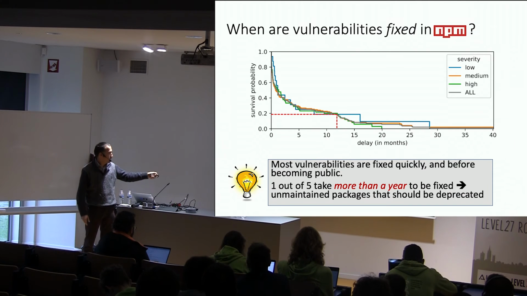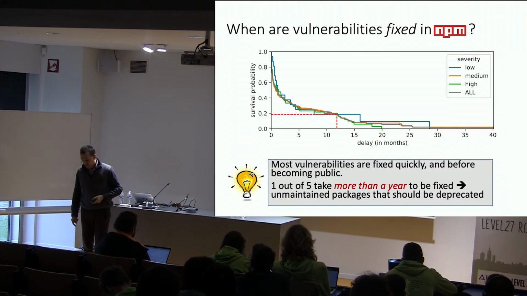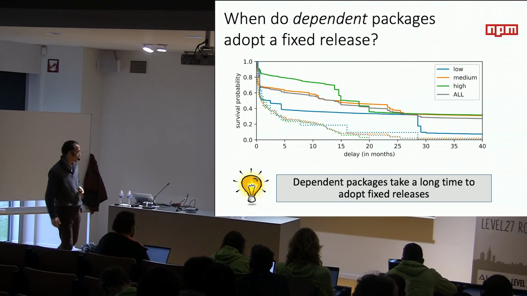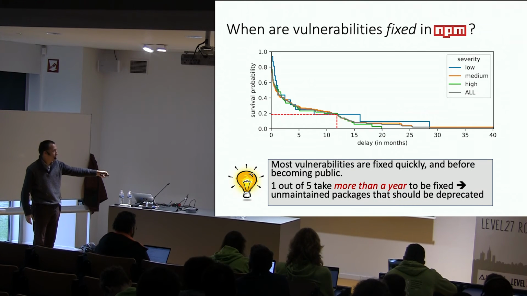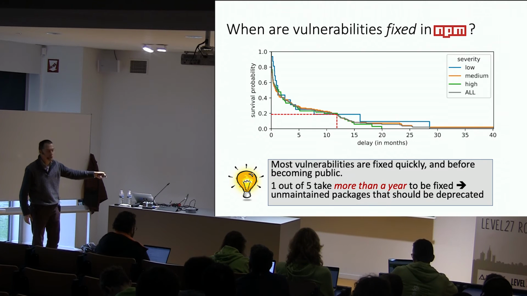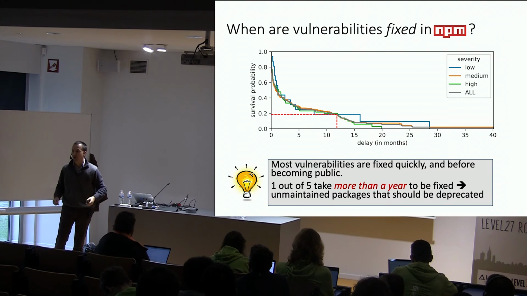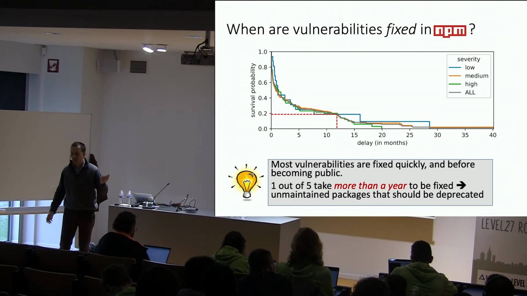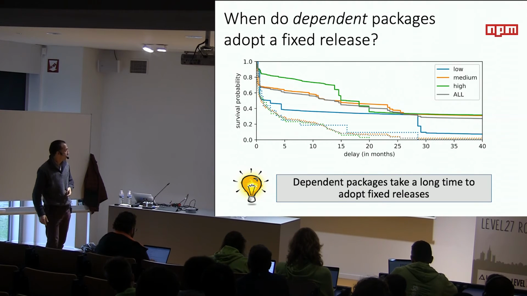So again, what is the reason why quite a big number of packages are not fixed, even if there is a known vulnerability? One of the reasons is that many of these packages are simply unmaintained. They are there, they are lingering, but no one is taking care of them. So there's not even anyone aware that there is a vulnerability problem.